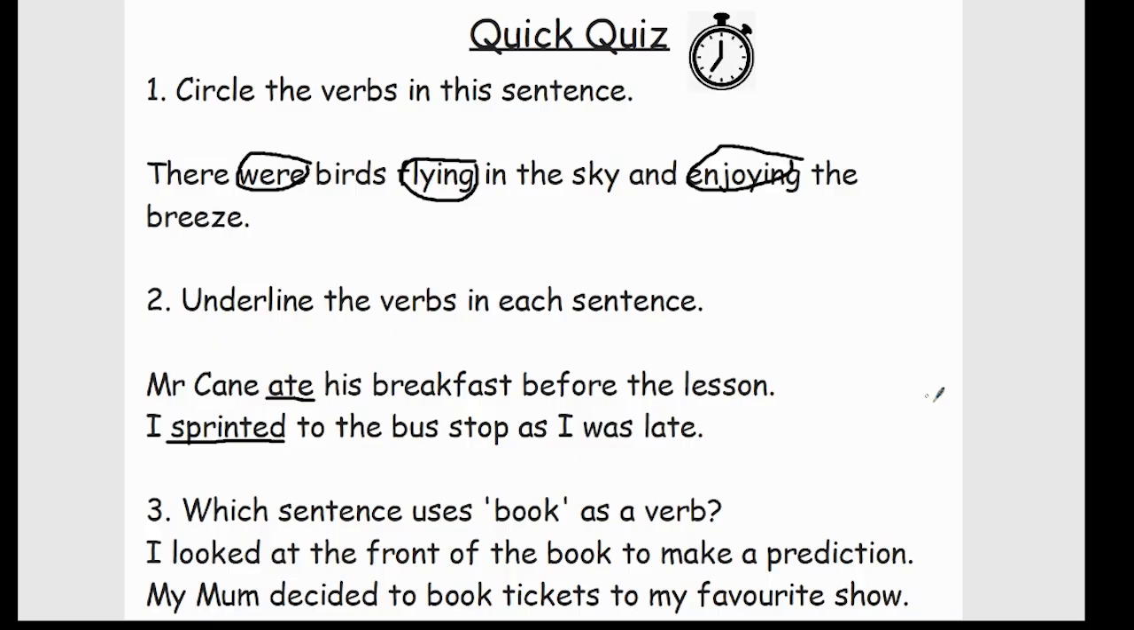Which sentence uses book as a verb? I looked at the front of the book to make a prediction. I'm not sure if that's a verb. Mum decided to book tickets to my favourite show, so I can tick the second sentence there because in the first sentence, book has been used as a noun.